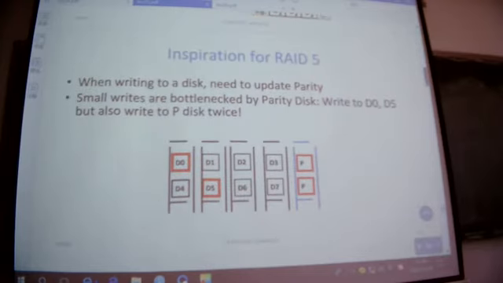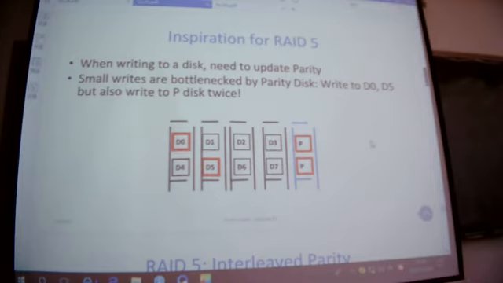Okay. Inspiration for RAID 5: when writing to a disk, we need to update parity. Small writes are bottlenecked by the parity disk. Writes to D0 and D5 also write to P twice.